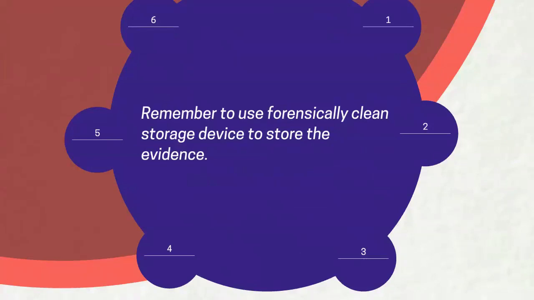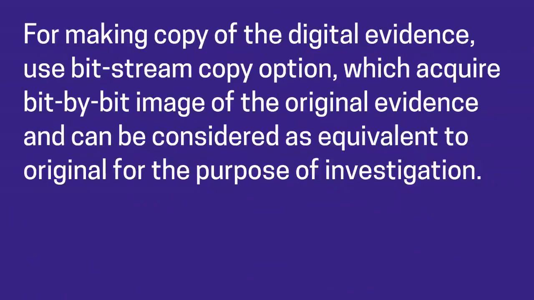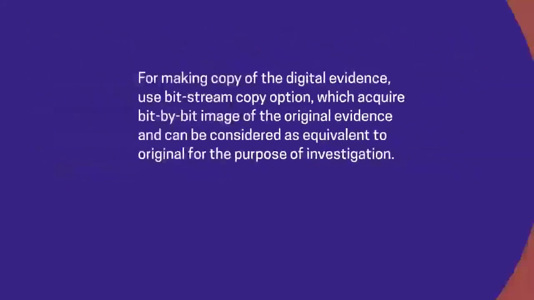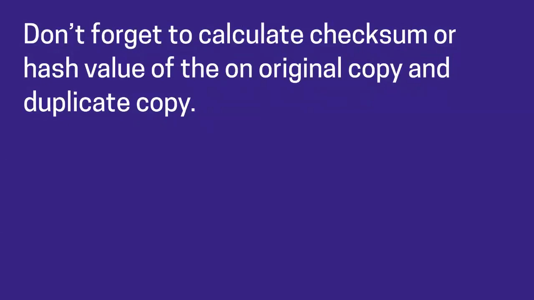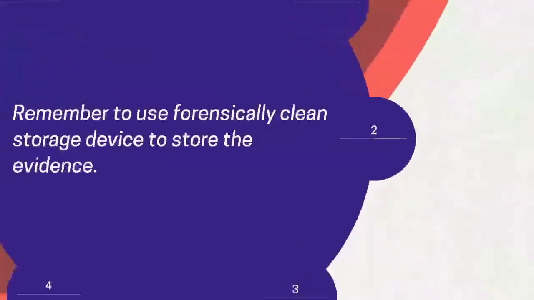Remember to use a forensically clean storage device to store the evidence. For making copies of the digital evidence, use the bitstream copy option, which acquires a bit by bit image of the original evidence and can be considered equivalent to the original for the purpose of investigation. Don't forget to calculate the checksum or hash value of the original copy and the duplicate copy. The same value of checksum and hash value will guarantee both the copies are technically the same for the purpose of investigation.